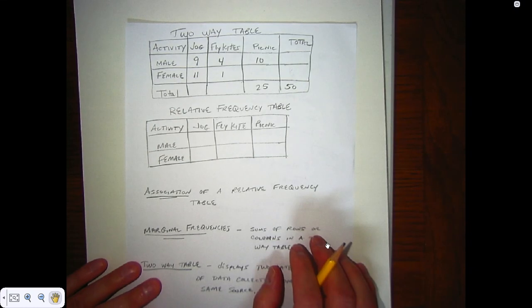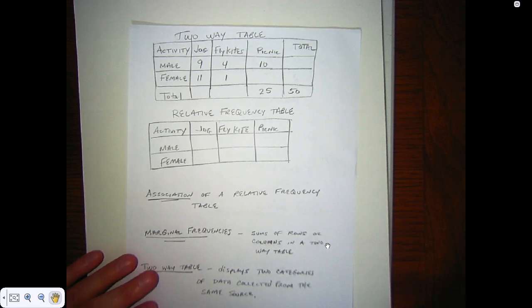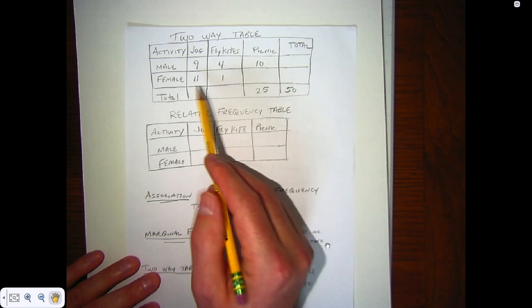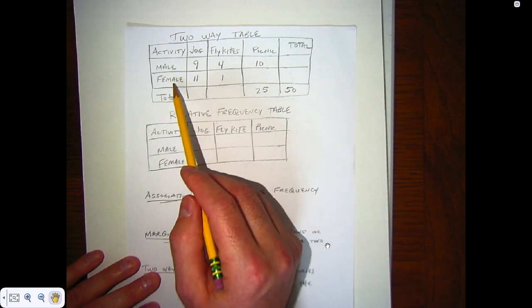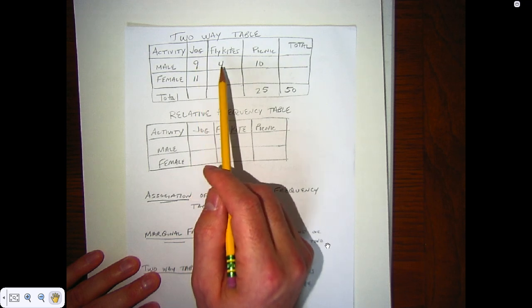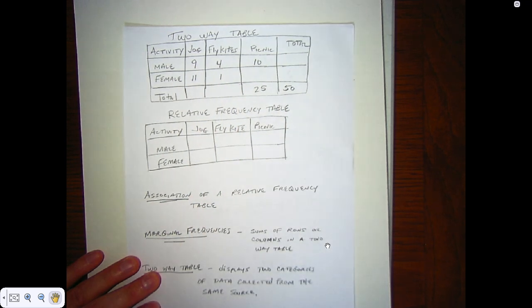This video is to show you how to do a two-way table, a relative frequency table, and how to make analysis of what you have when you are done. In this first example, I have a two-way table that shows people that are male and female and if they were jogging, flying a kite, or on a picnic as an activity.